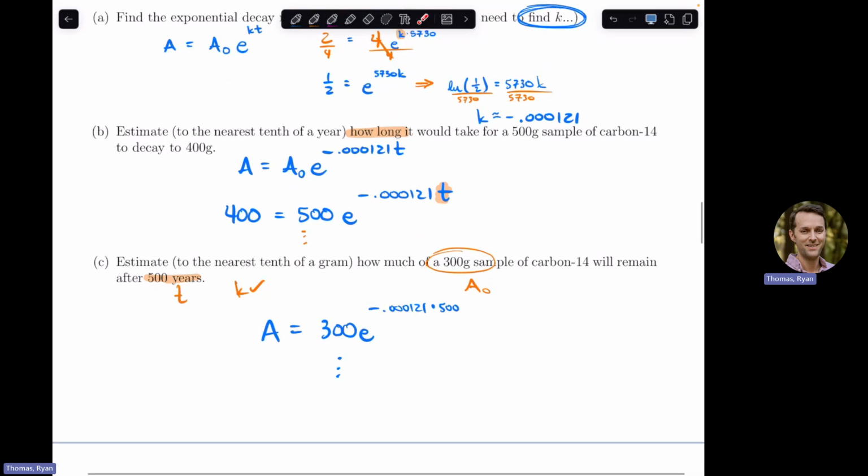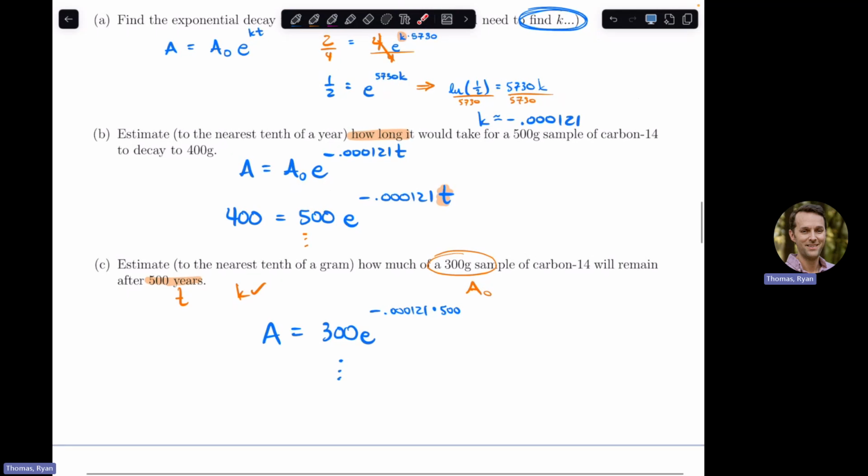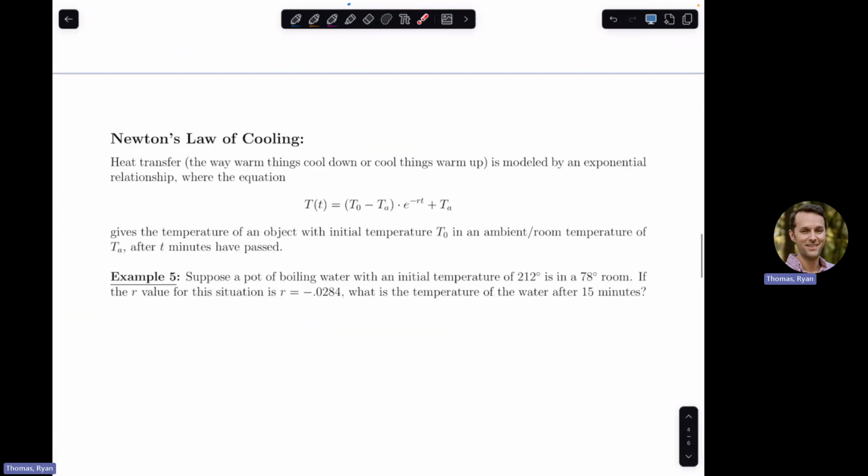Okay, so y'all finish those. Solutions are in Blackboard. You can check those. We can talk about it next time if you want. Let's talk about one more example real quick. Newton's law of cooling.